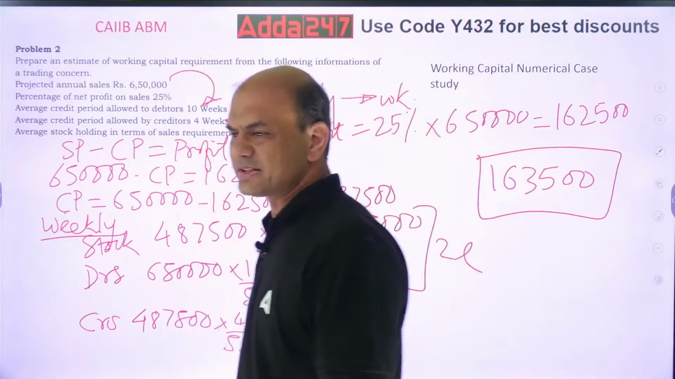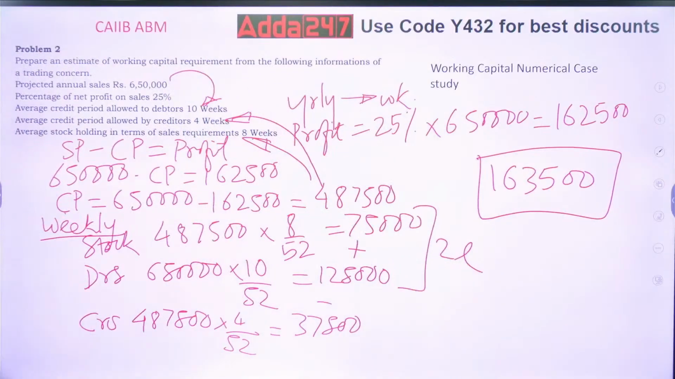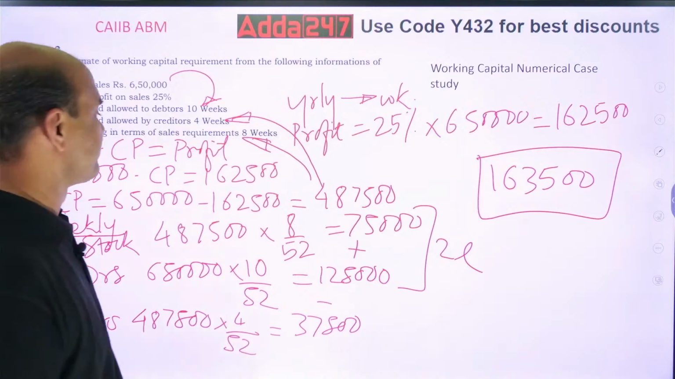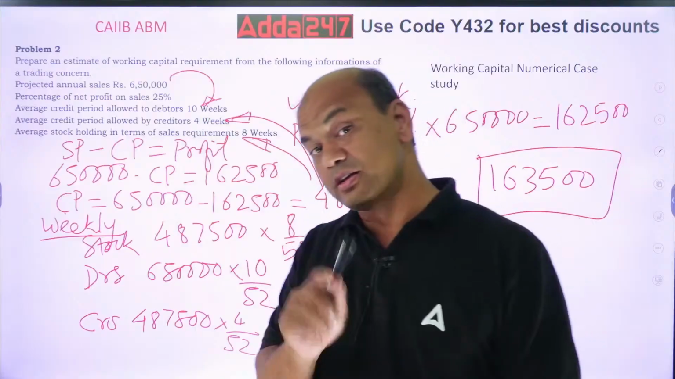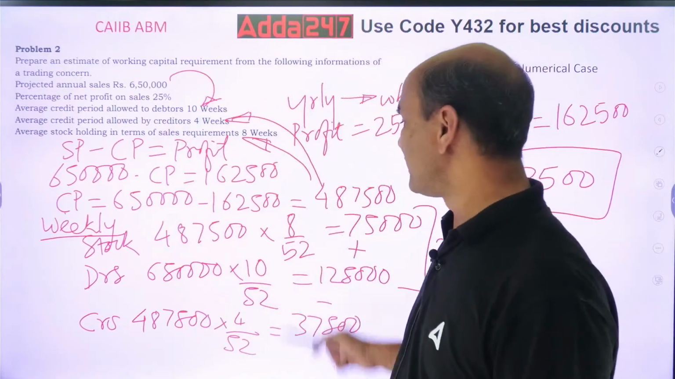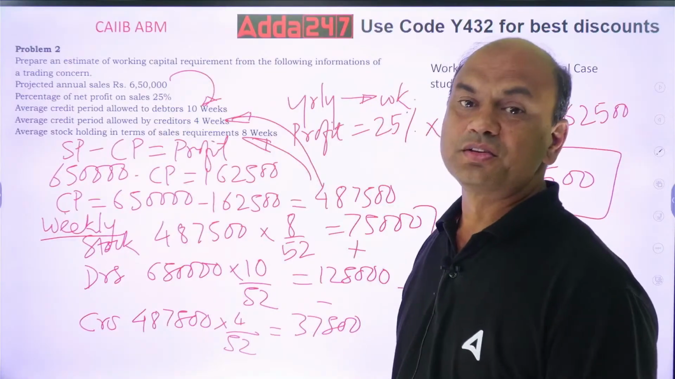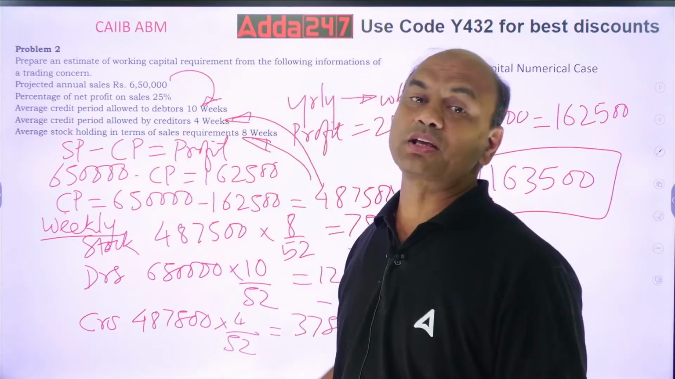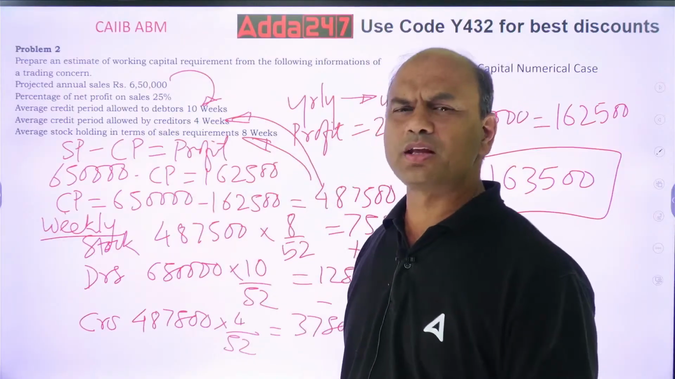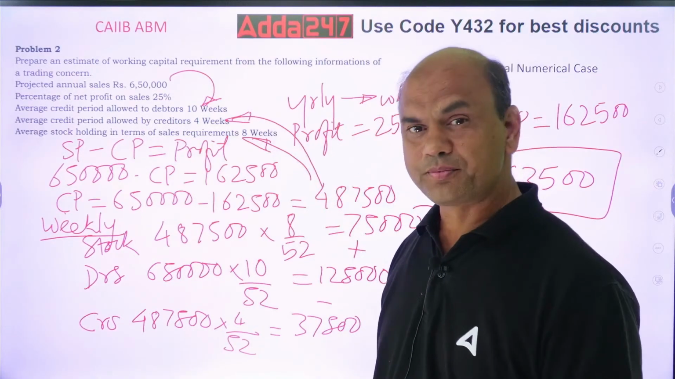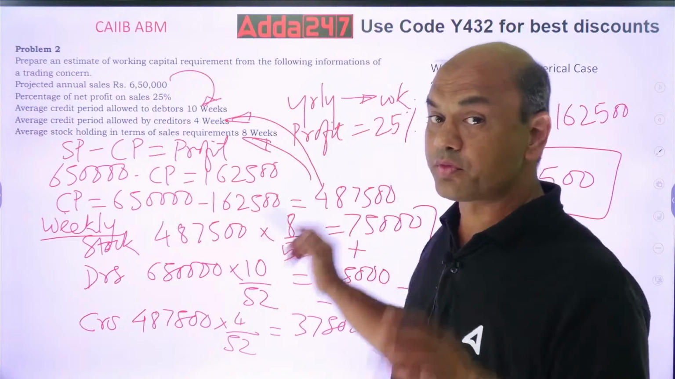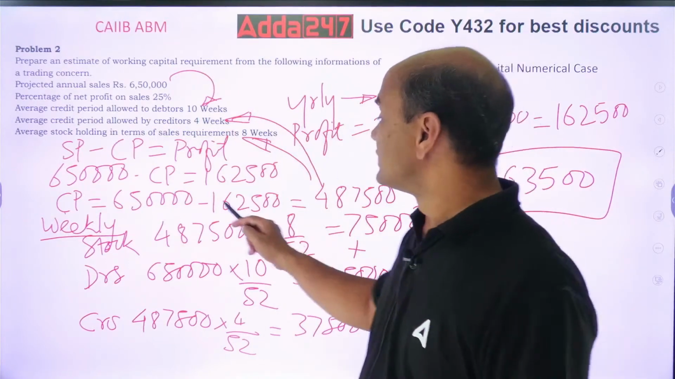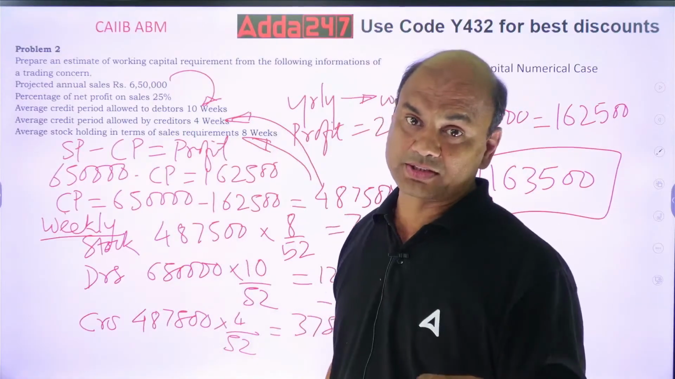Are you getting this, everyone? Firstly, tell me, type in the comment section, are you getting it? Whatever we are doing, calculations are not that important. Understanding is very important. So the cost price you got is 4,87,500, but this is for yearly, 1 year. So what was the target? Our target was converting the figures to weekly. In 1 year, how many weeks are there? 52. So for 52 weeks, cost price is 4,87,500 and sales is 6,50,000.